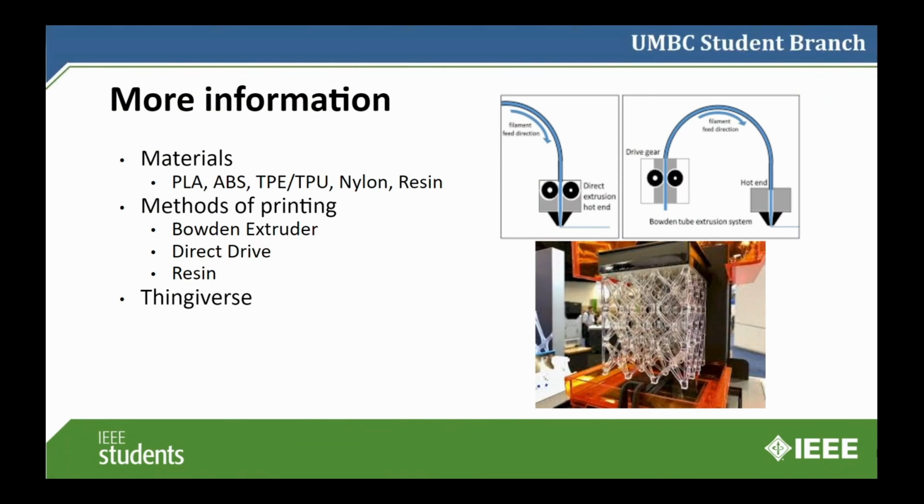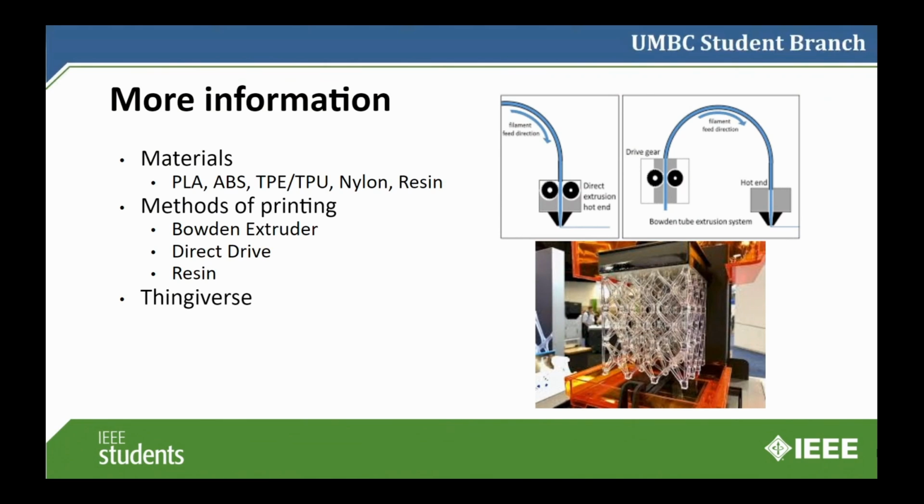Although it is a little bit different, you do have your own issues, like all things. You have your own challenges with the resin 3D printer. That's usually the printer that I personally go for. So there are different methods of printing. There's a Bowden extruder or direct drive, and resin, which I already talked about.